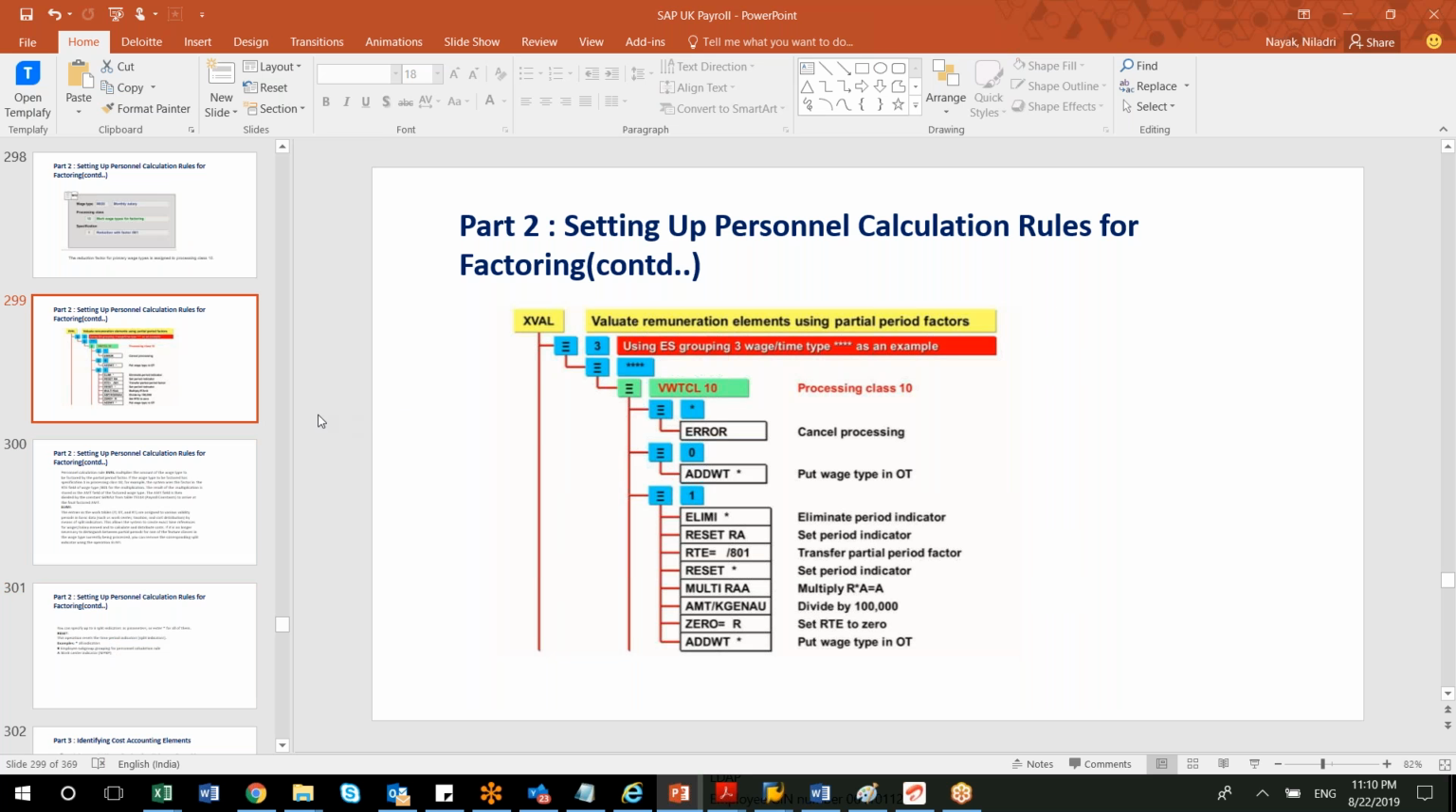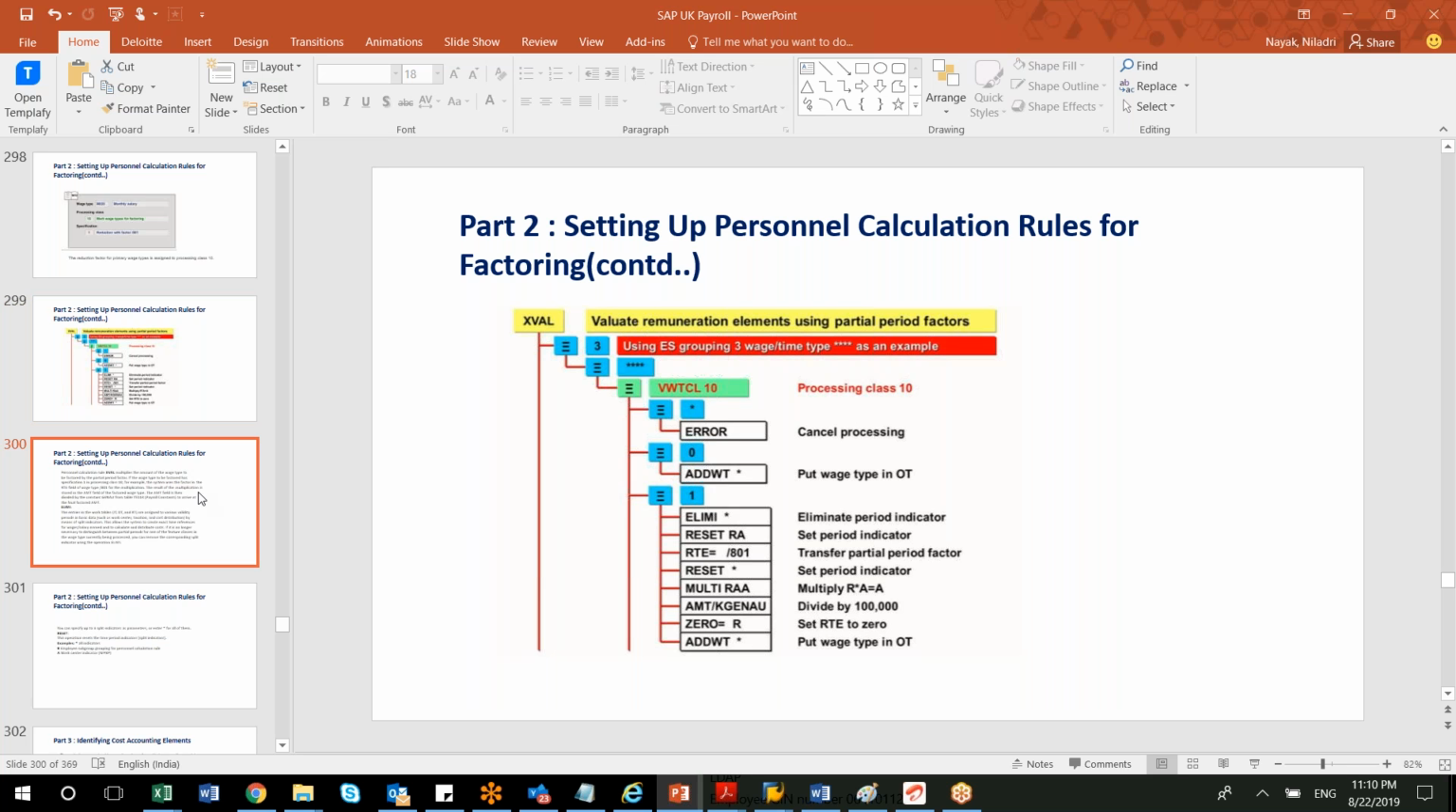Similarly, we have another PCR for XBAL. This will calculate all the remuneration elements due to the partial period factor. Here, every period factor has its own specific curve. It describes a specific processing class. So if you see the XBAL rule, processing class 10 is emphasized. That is how all this works.